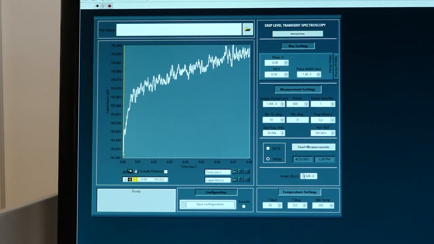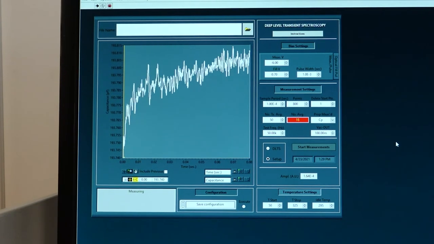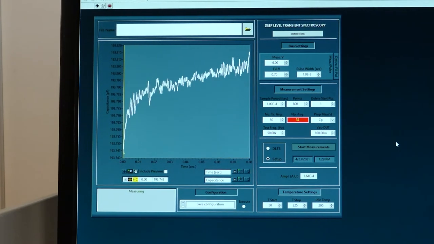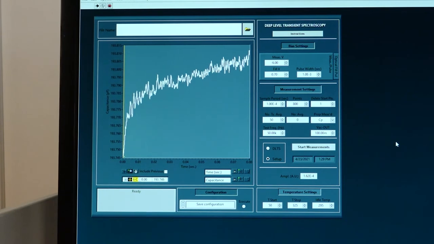Okay, so this is giving 1.64, but we noted that at 0.7 it was higher. So let's go back to 0.7 and check it once again. Okay, so if we are keeping it on the lower side, it is not significantly affecting the amplitude. So let's keep it at 0.7.